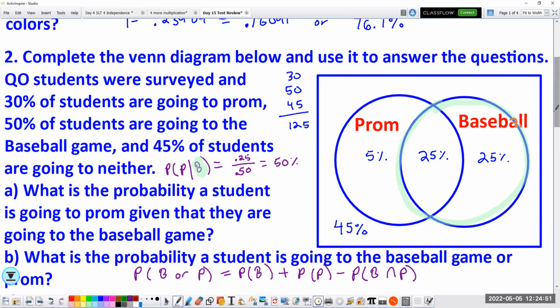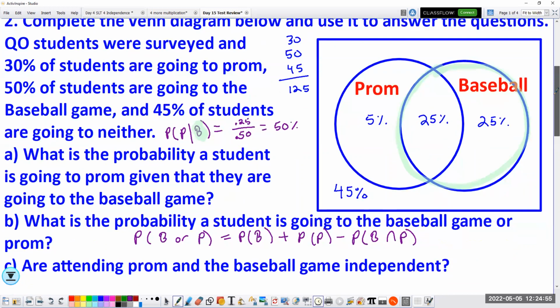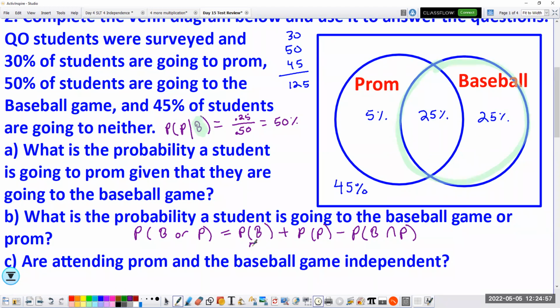So the probability of baseball is 50%. The probability of prom is 30%. The probability of both is 25%. 50 plus 30 minus 25 is 55%.